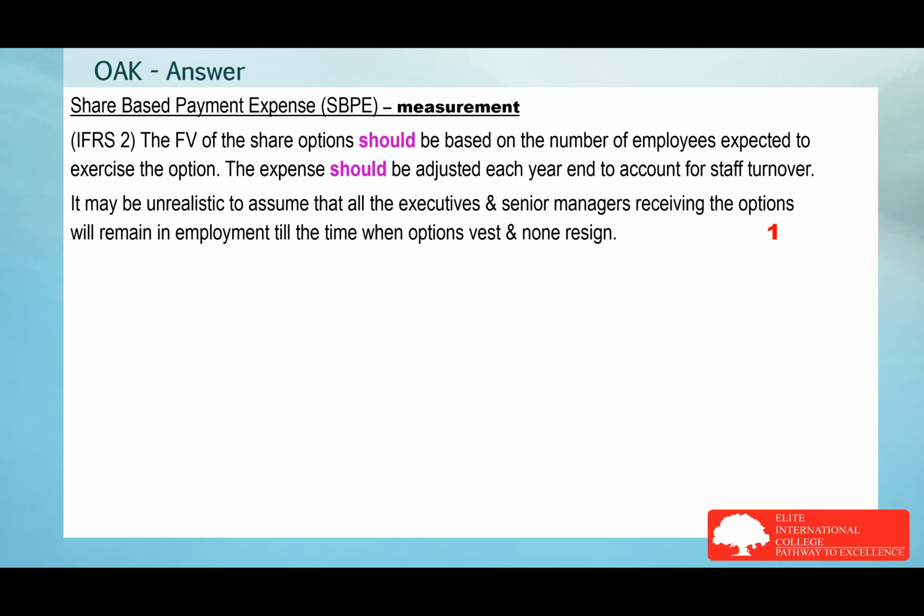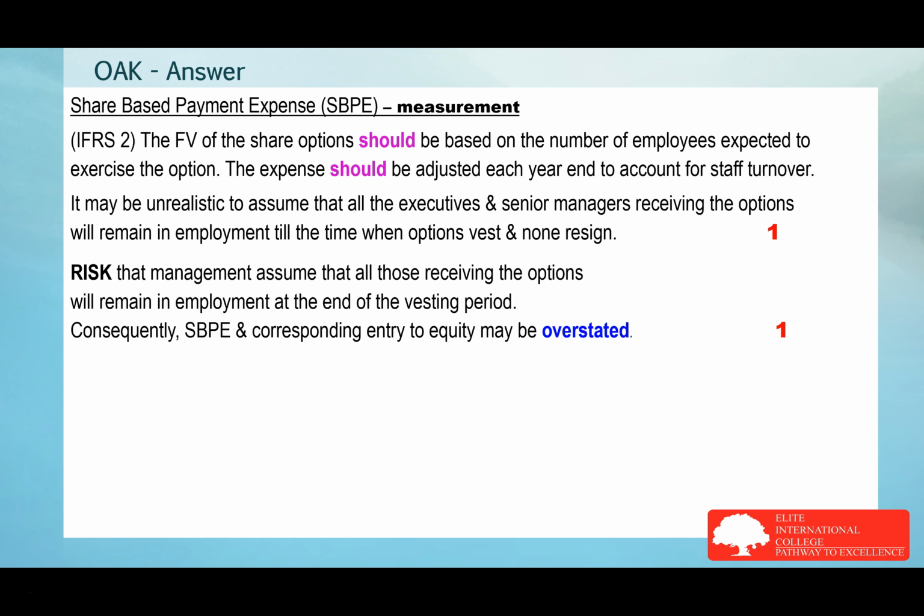Your next title will be share-based payment expense measurement. You don't have to put down the observation again. Go straight to the accounting standard. So the fair value of the share option should be based on the number of employees expected to exercise the option. The expense should be adjusted each year to account for staff turnover. It may be unrealistic to assume that all executives and senior managers receiving the options will remain in employment till the time when options vest and none resign.